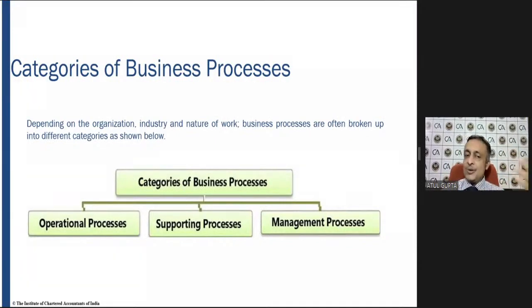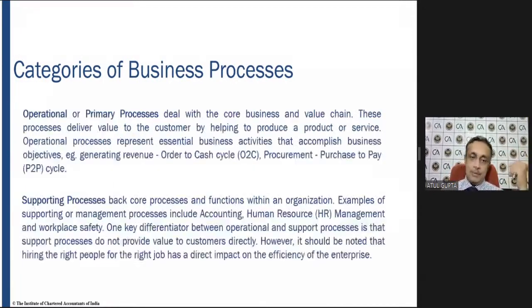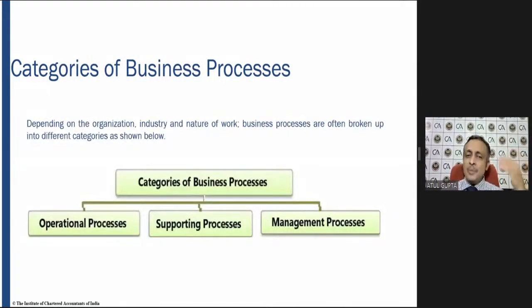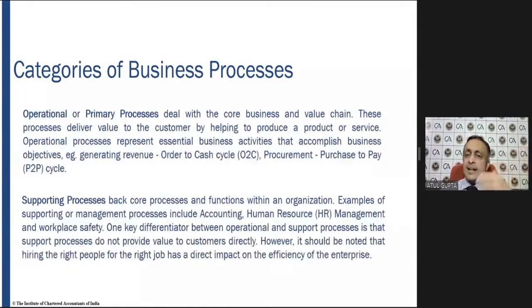Now, categories of business processes. Depending on the organization, you could have operational, supporting, and management processes. Let us look at them one by one. The primary processes are the core activities that deal with the business. These processes deliver value to the customer by helping to produce a product or deliver a service. Operational processes represent essential business activities needed to accomplish the job. That includes business cycles such as order to cash and procurement, purchase to pay. Now, these cycles are in chapter 1.